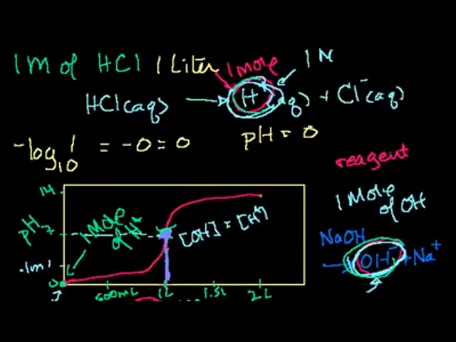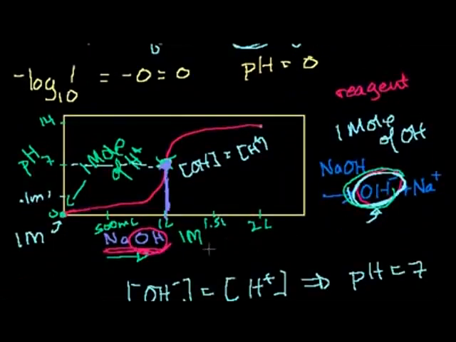And you just would have to look at this chart and say, oh, I added a liter of this solution. The concentration of this solution is 1 mole per liter. It's 1 molar. It has a molarity of 1. So I must have added 1 mole of hydroxide to get to this point. So I must have neutralized 1 mole of hydrogen. So there must have been 1 mole of hydrogen to begin with. And since I had 1 liter of solution, I had 1 mole of hydrogen in 1 liter of solution. So my original molarity was 1.